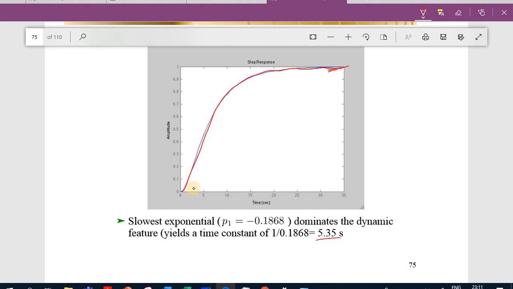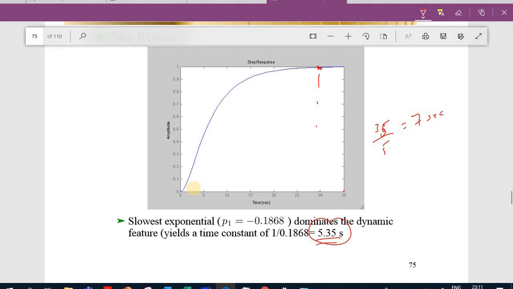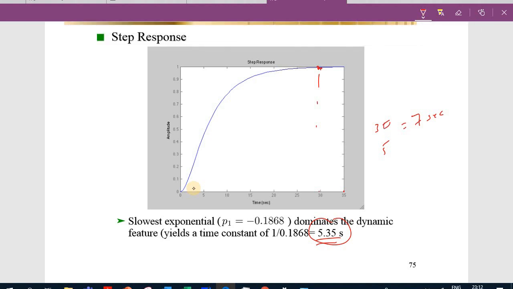It told me that the time constant is about 5.35. How could that person know it's 5.35? We can simply say that the time to get to steady state value was 35, and 35 divided by 5 is about 7 seconds. So I have an idea that it's 7 seconds. Actually, if you look at it, the steady state arrived exactly right here. So it was not 35, it was more like 30. If I say 30 divided by 5, it's about 6 seconds, depending on the 5 tau rule. Okay, so that is the 5 tau rule.